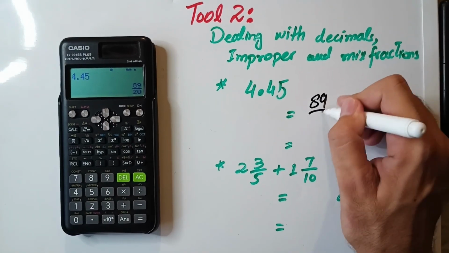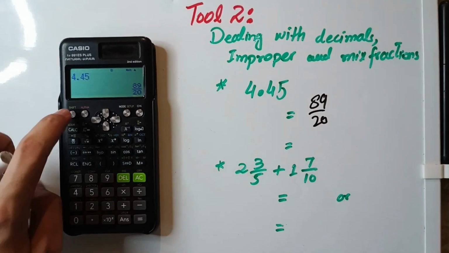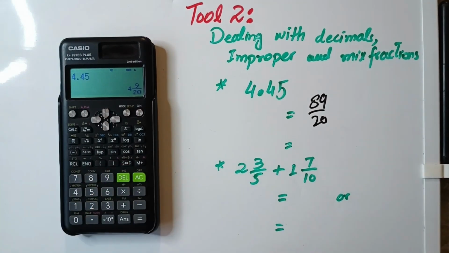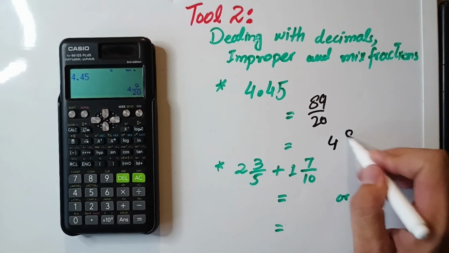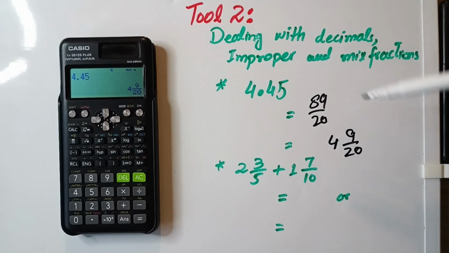And we can see that this fraction is an improper fraction and I want to convert it into a mixed number. So press shift and this S2D button. It converts into a mixed fraction which gives us 4 whole 9 upon 20. So this is how we convert from decimal into fraction and into mixed fraction.